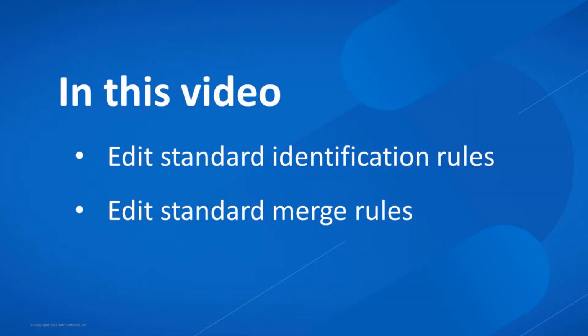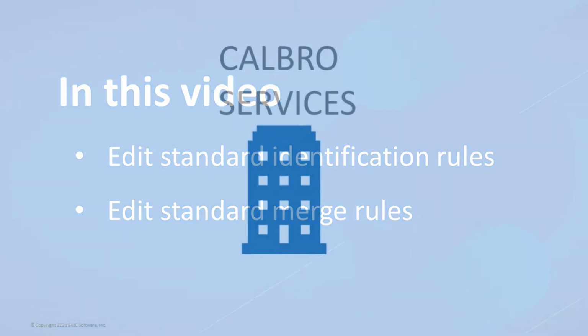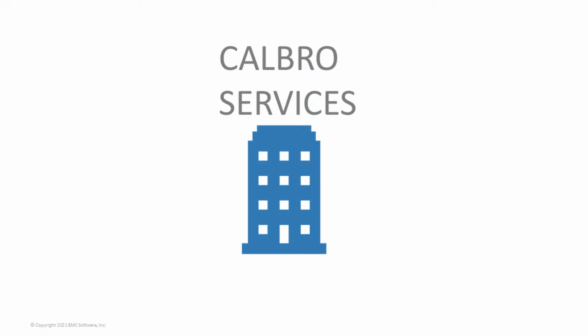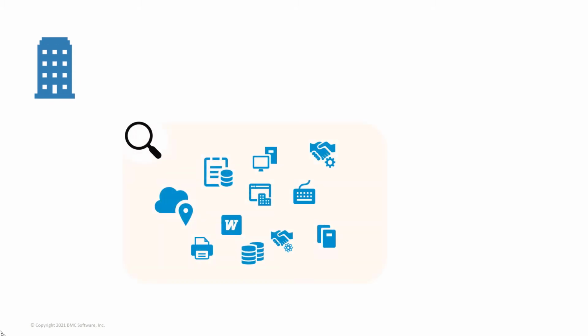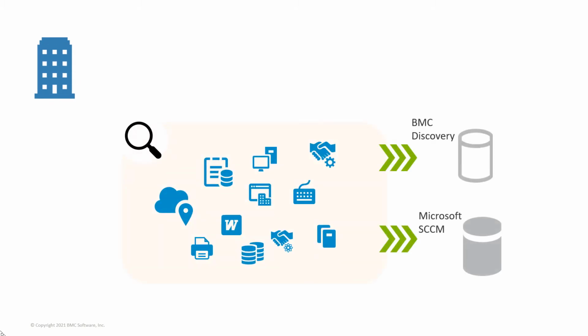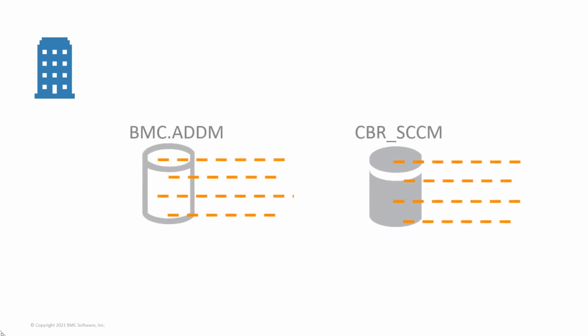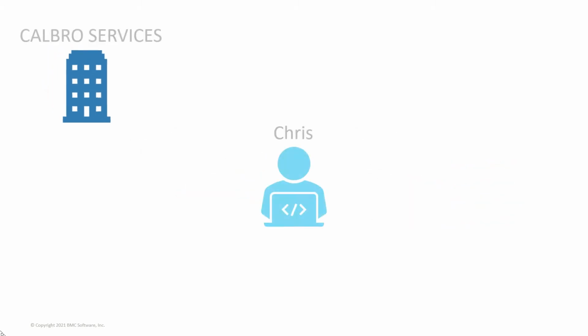In this video, we will see an example of how we can edit the standard identification rules and edit the standard merge rules. For the sake of this video, let's take the example of Calbro Services. Calbro Services uses BMC Discovery and Microsoft SCCM to discover the configuration items or CIs, and stores the discovered data into BMC ADDM and CBR_SCCM datasets respectively.